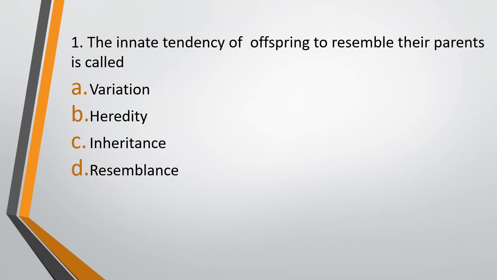Question number 1. The innate tendency of offspring to resemble their parents is called as option A, variation, option B, heredity, option C, inheritance, or option D, resemblance. The correct answer is option B, that is heredity.